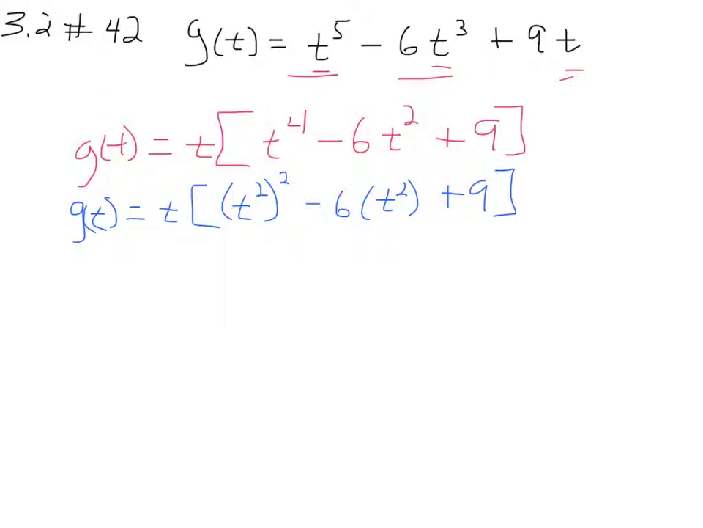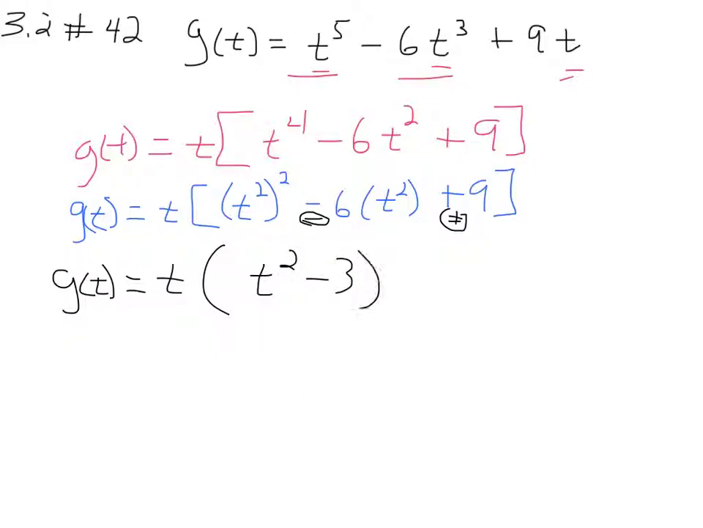So I'm going to get g of t is equal to t times the factors. Here, 9 is 3 times 3, and 6 is 3 plus 3. But there's a negative here, which means that at least one of them must be negative, and the positive 9 means they're both of the same sign. So I'm going to get t squared minus 3 and t squared minus 3, so I'm actually going to get t times (t squared minus 3) squared.